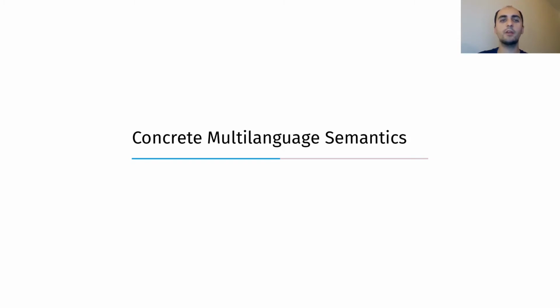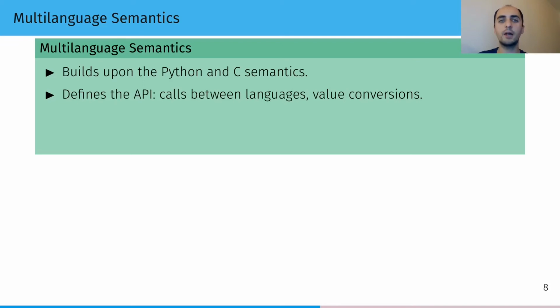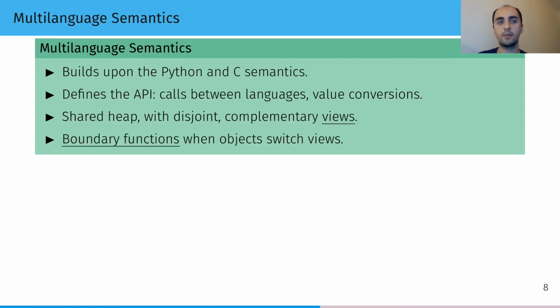So let's talk about the concrete multi-language semantics. The semantics builds upon the Python and C semantics and delegates most of the work to these semantics. It only defines the API, that is, the calls between the languages and value conversions. Since we build upon the semantics of the two languages, each language has a view of the heap. Through our careful choices, we can make these representations disjoint and complementary. We introduce the notion of boundary functions, which ensure that views are synchronized when objects switch languages.